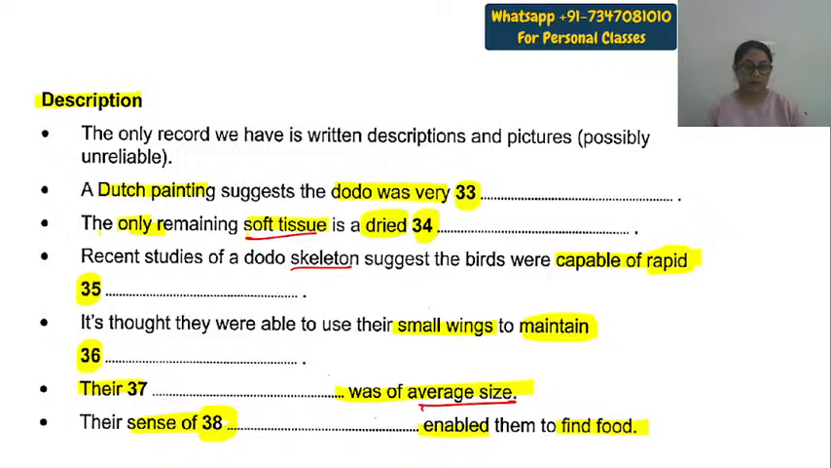The researchers also found that the structure of the bird's skull suggested that one sense which was particularly well developed was that of smell. So the dodo may also have been particularly good at locating ripe fruit and other food in the island's thick vegetation.